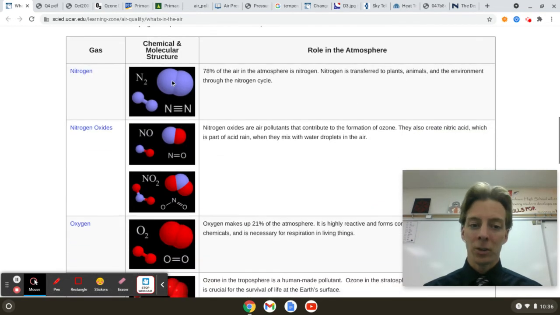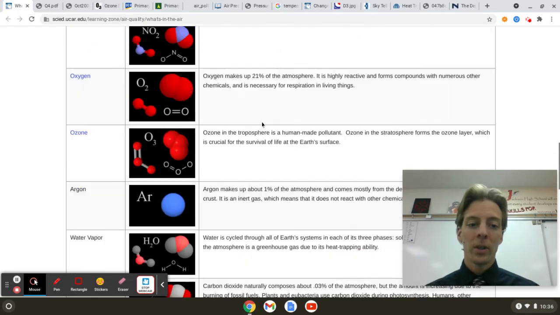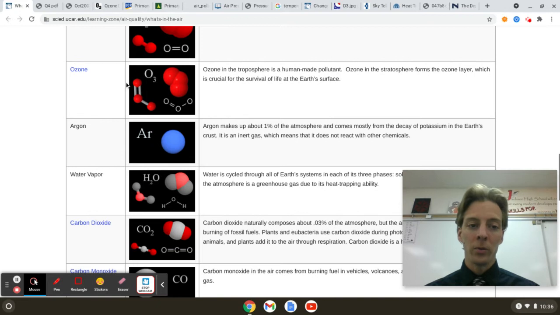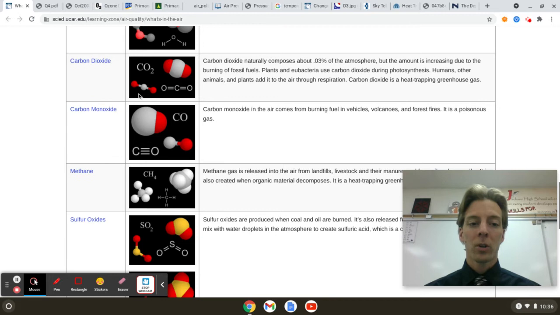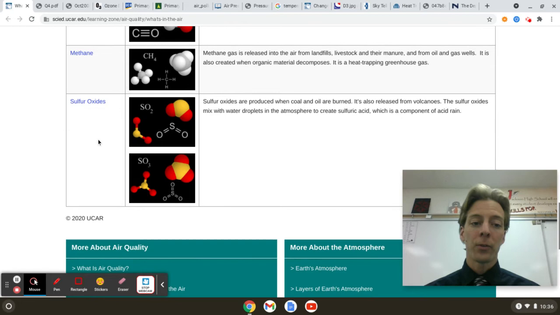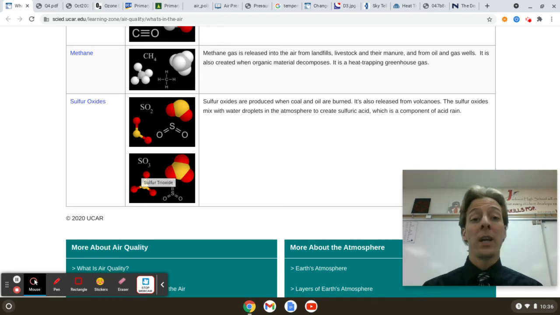Nitrogen, that's two nitrogens. Nitrogen oxides, okay? So there's nitrogen monoxide, nitrogen dioxide. Nitrogen and oxygen stick together. Oxygen sticks by itself. Ozone is three oxygens. Argon just does its thing. Water vapor, carbon dioxide, carbon monoxide, methane, sulfur oxides, whether it's dioxide or trioxide. Those are different things. All of those are in the air we breathe. A lot of the nitrogen, not a lot of anything else.